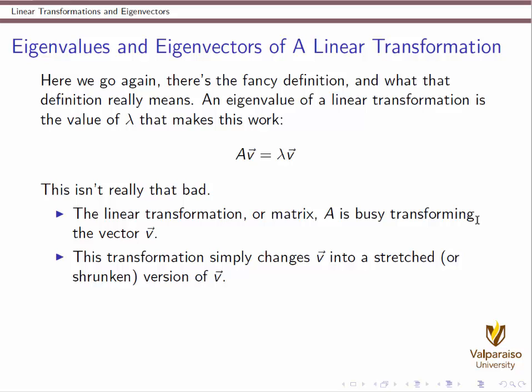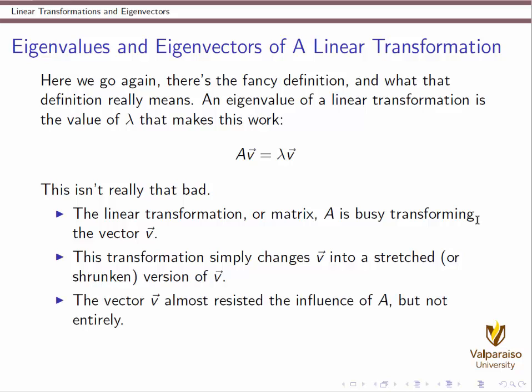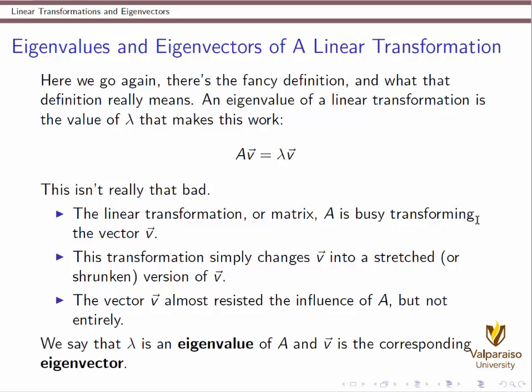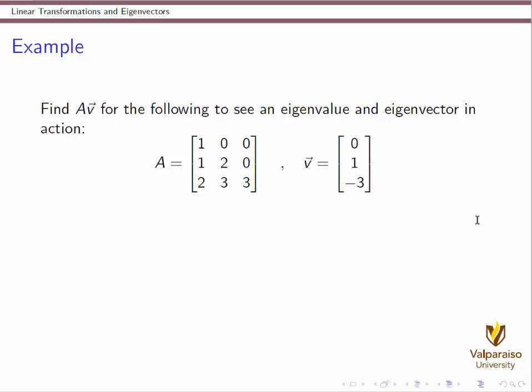So if lambda is 1, Av is equal to v, meaning A, the linear transformation, acts on v and does nothing to it. If lambda is 2, A acts on v and it produces something that's twice as long as v but has the same direction. So v is almost resisting the influence of this A, because the worst thing that the matrix A can do to v is stretch it or shrink it or reverse its direction. It can't change it terribly significantly. When this happens, we say that lambda is an eigenvalue of the matrix A and v is the corresponding eigenvector.